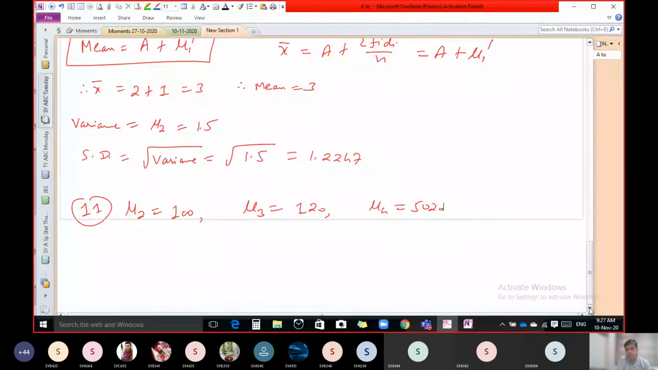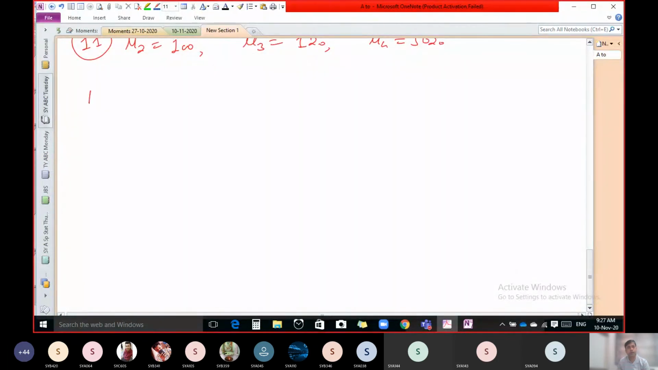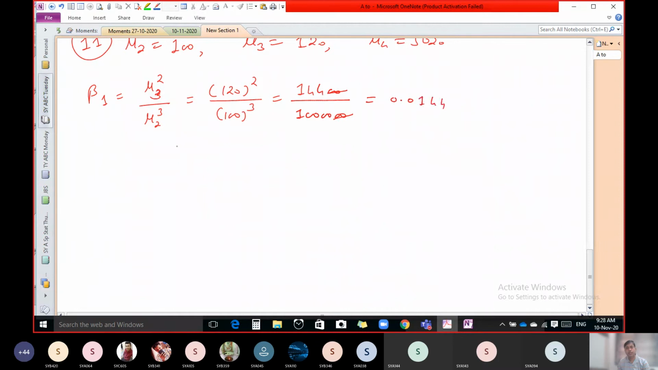If you know the formula, it is very easy to calculate beta 1 and beta 2. Beta 1 is mu3 square upon mu2 cube. Mu3 square is 120 square, upon 100 cube. So it is 14400 over 1000000, and you can cancel this. Ultimately the answer is 0.0144. That is beta 1.